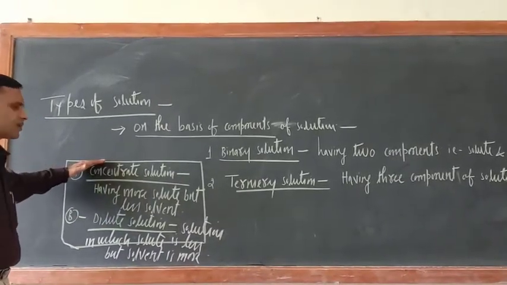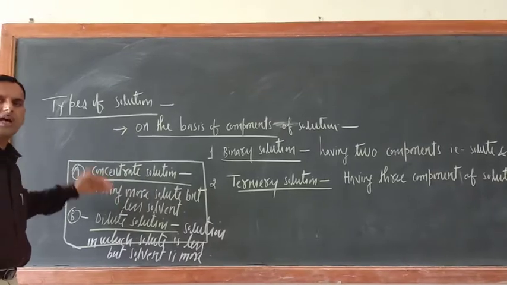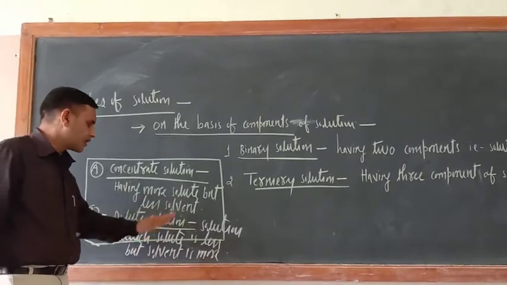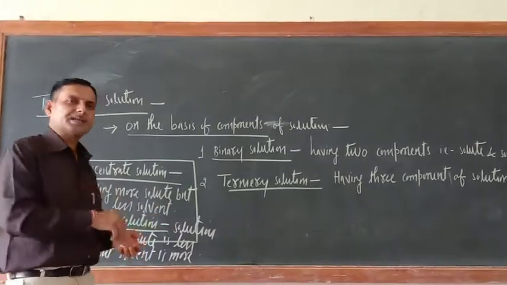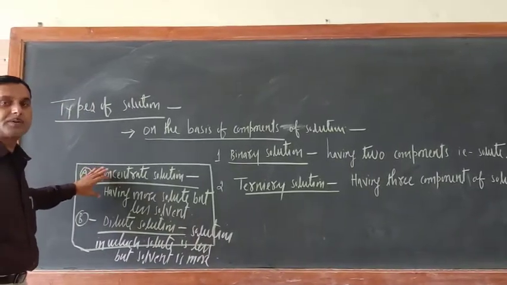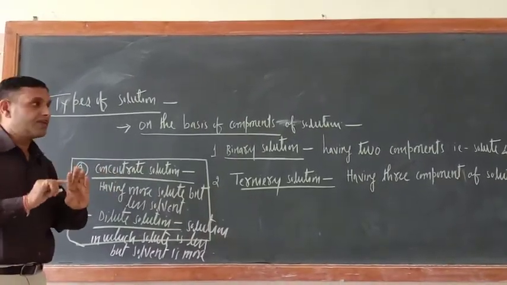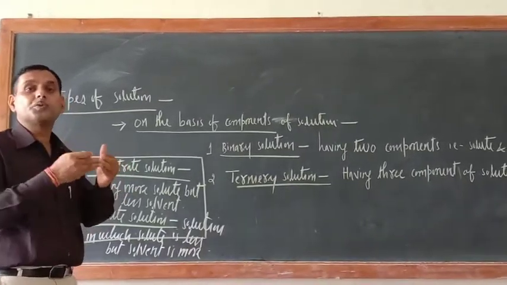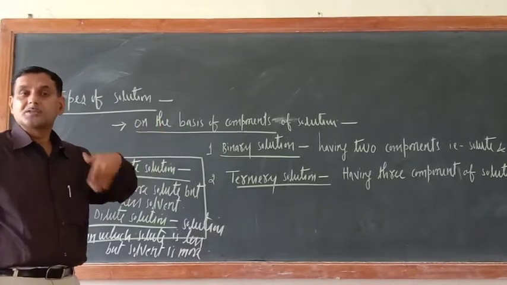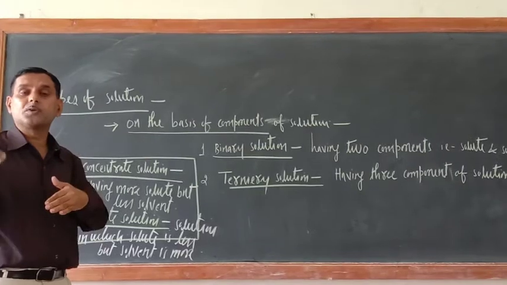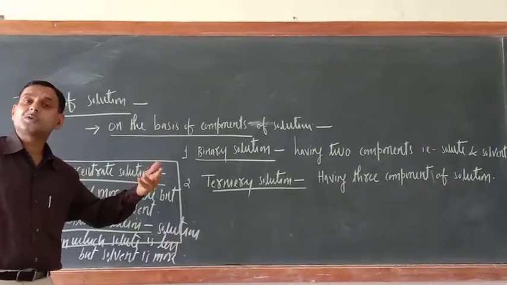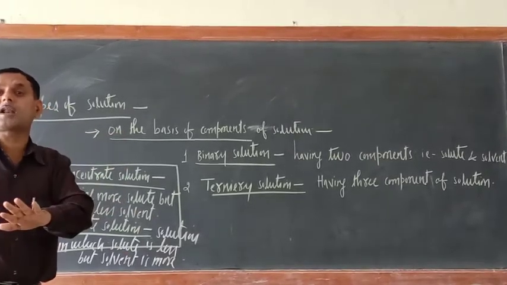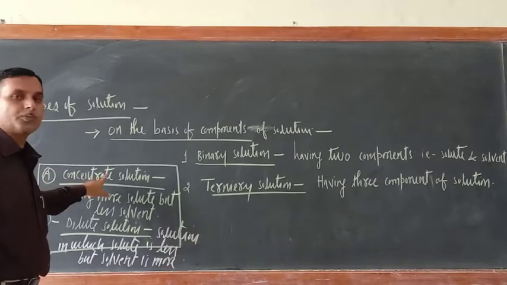So what is the concentrate solution? Solution in which solute is more, solvent is less. And in dilute solution, what is there? Solution in which solute is less but solvent is more. This is also one category of types of solution, in which we are classifying the solution on the basis of mutual amount of solute and solvent. Sometimes solvent may be more as compared to solute, so the resulting solution will be dilute. Sometimes solute is more as compared to solvent, then the solution is said to be concentrate.